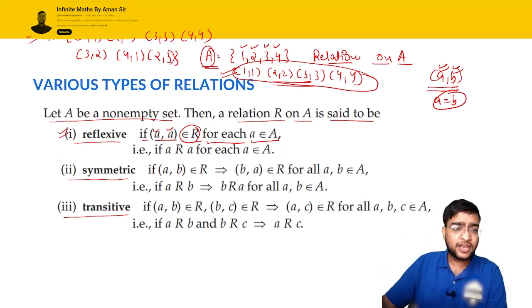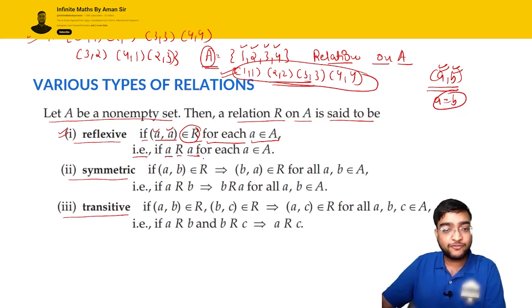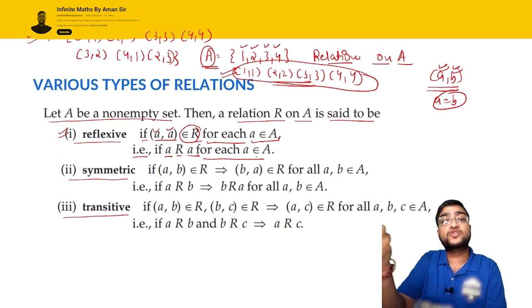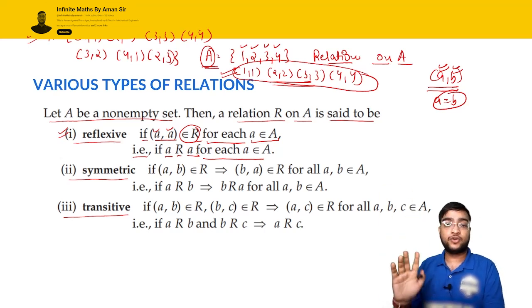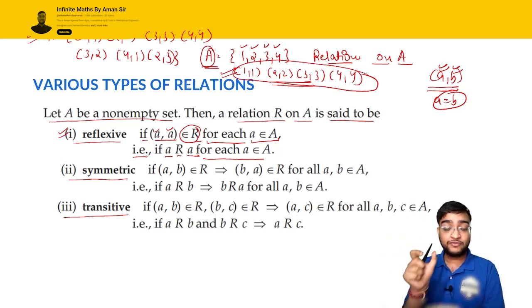This is all about the following: (a, a) means that a relates with a, and this holds for each a belonging to my original set. Okay sir, that's all. So we just take "for all".